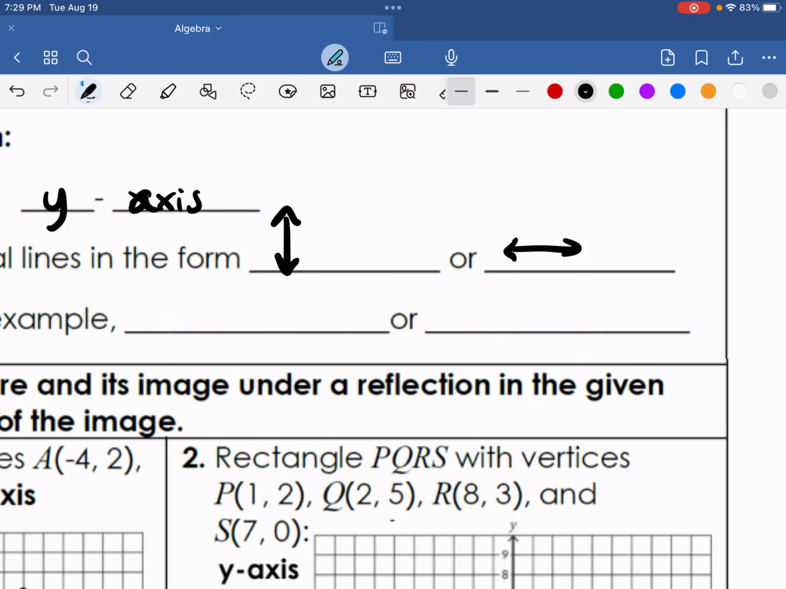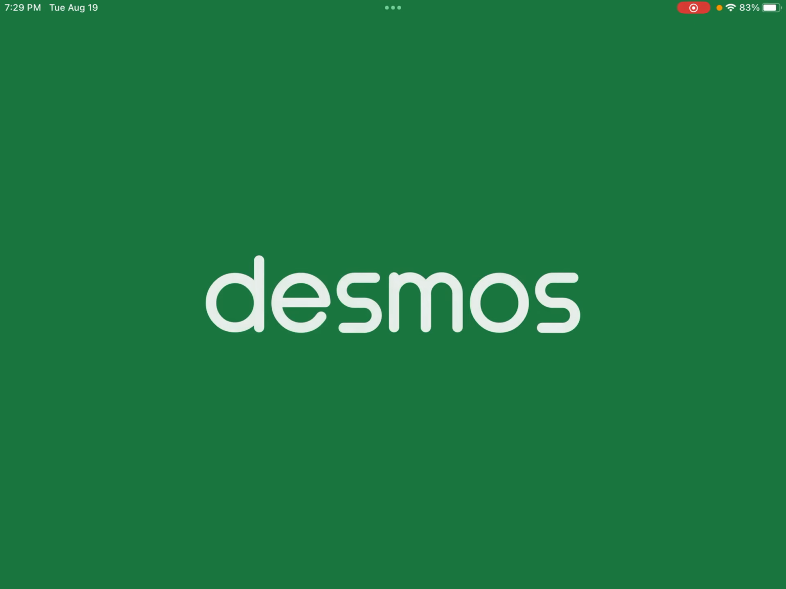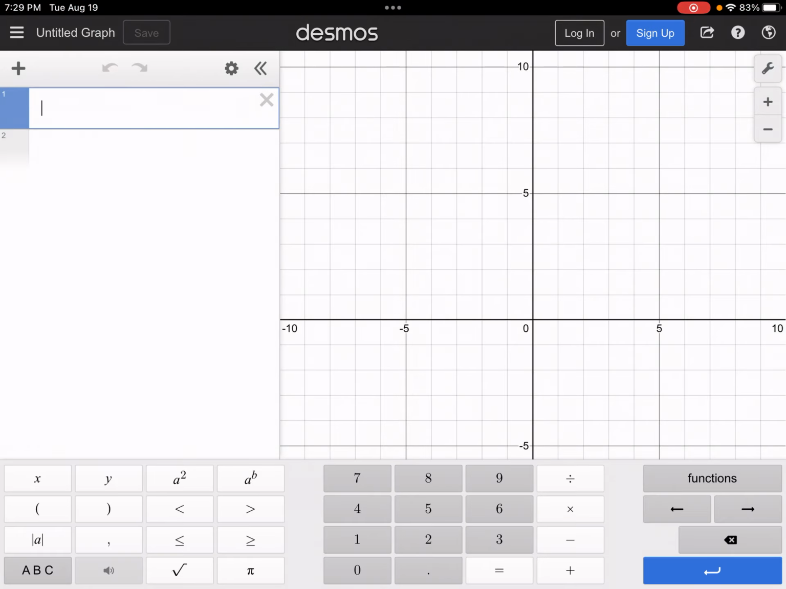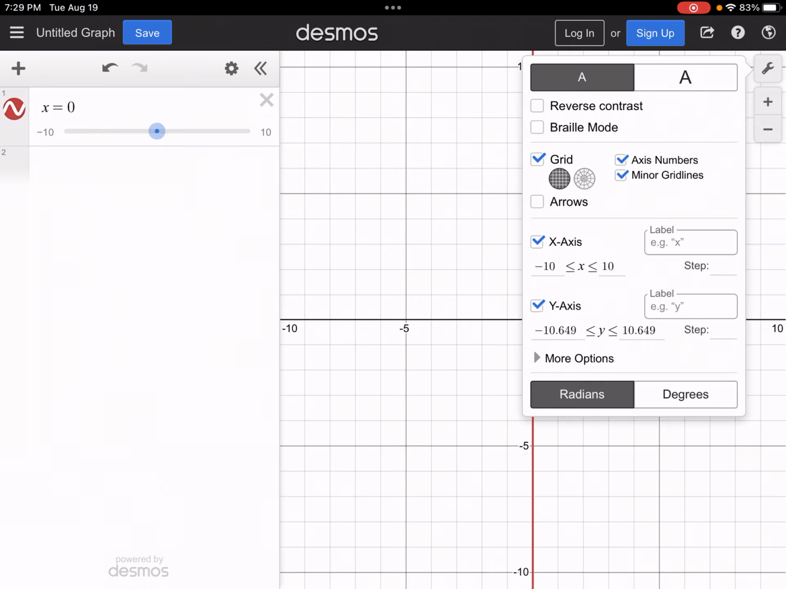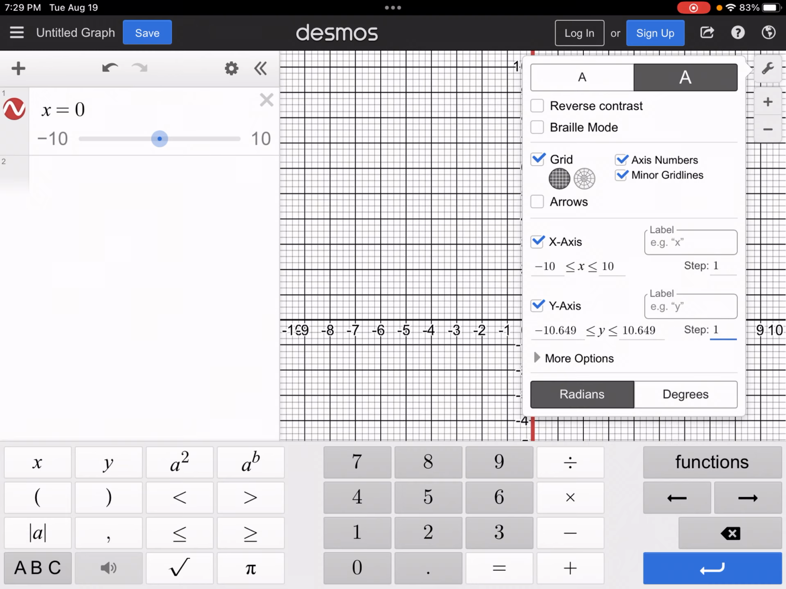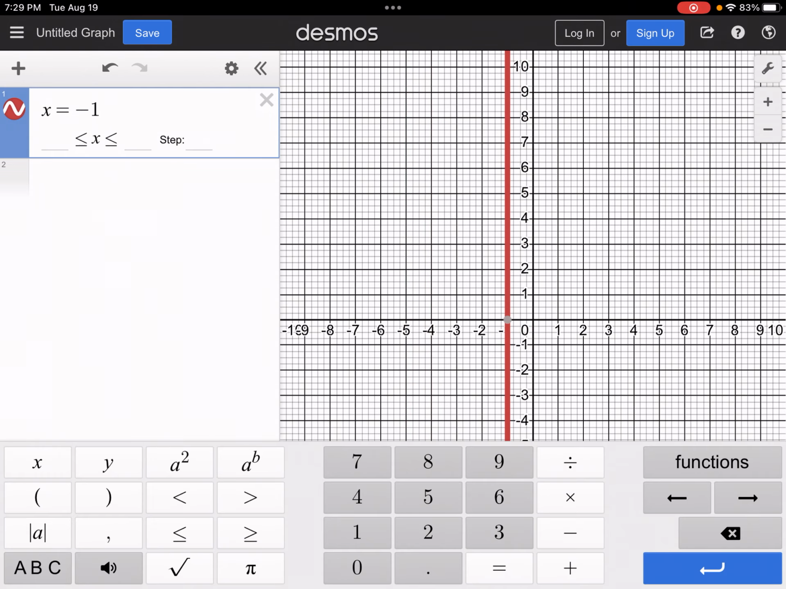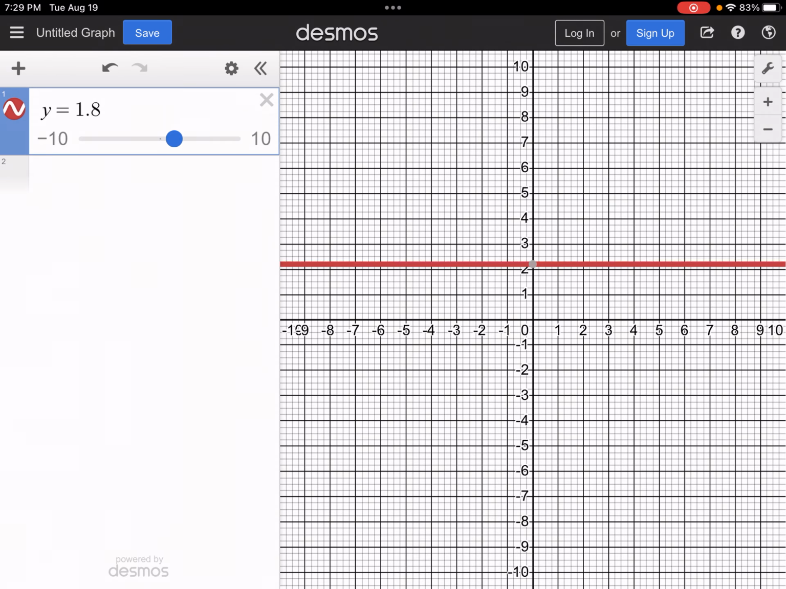So if you want to make a vertical line, let's go to Desmos. If I want to make a vertical line that goes up and down, you would have to write x equals and the number that you want. So the y-axis is x equals 0. Let's number it by 1 and put the step at 1. If you want to move it to the number -5 or -7, then you change the number after x equals. If you want to make a vertical line, it has to say x equals. And if I want to make a horizontal line, I'd start it with y equals, and then you can put it at whatever number you want.